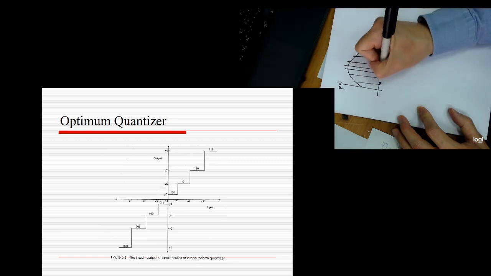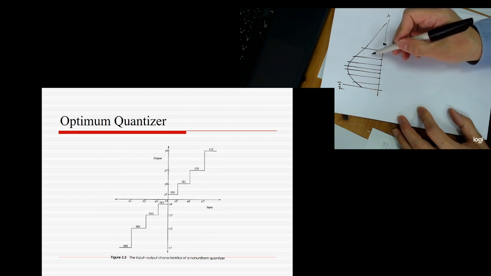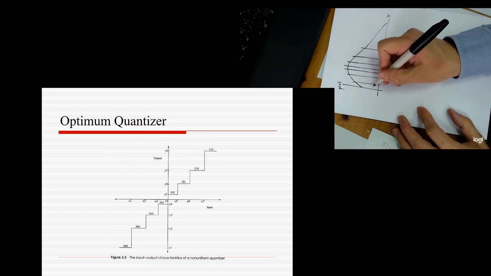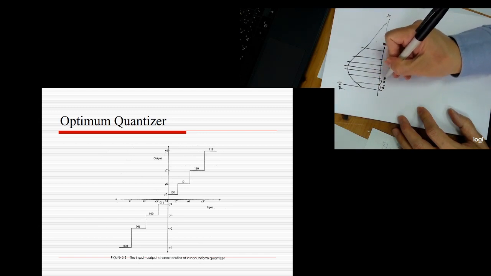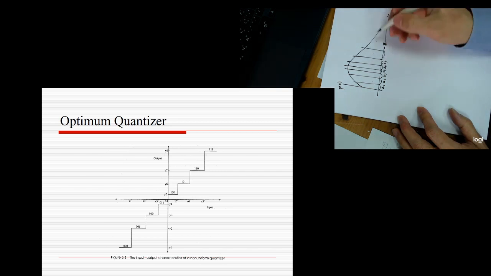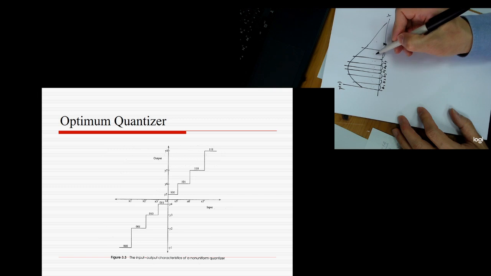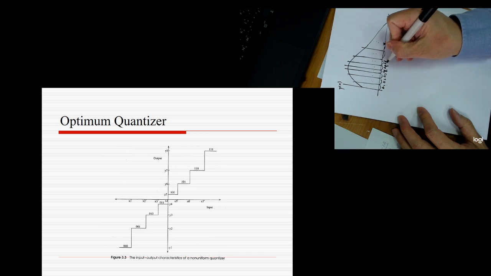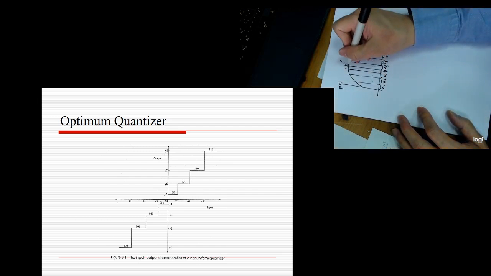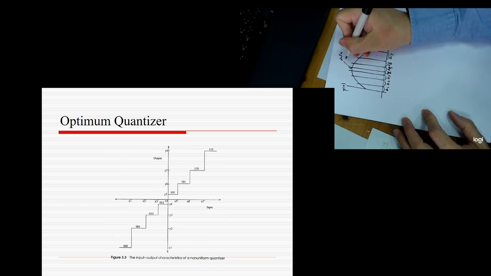So 1, 2, 3, 4, 5, 6, 7, 8. You can see we try to make sure of this region: delta 1, delta 2, delta 3, delta 4, delta 5, delta 6, delta 7, delta 8. Okay, so you can see in this region the data come out more frequently.